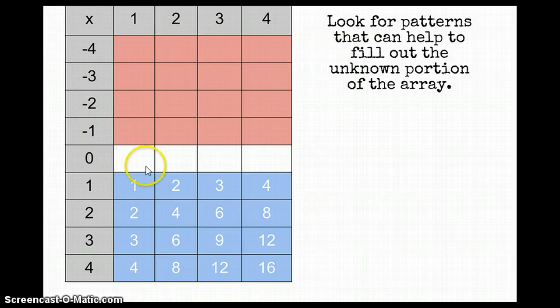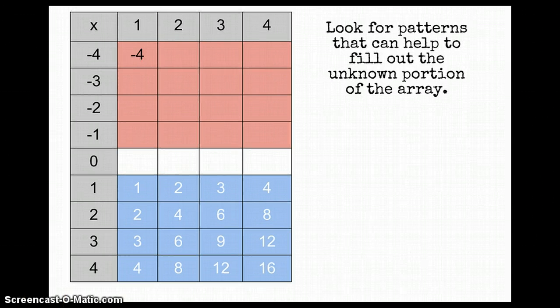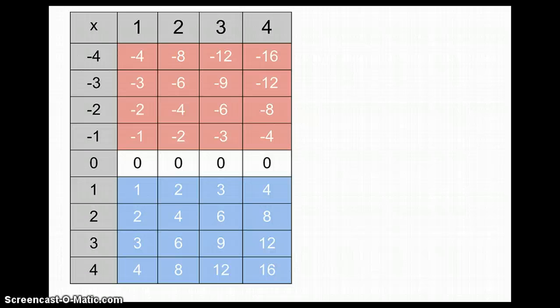What you need to do now is fill out the answers to the array in the space above. For example, if we take -4 times 1, we will get the answer -4, and your array will look like this. Pause the video and take a few minutes to fill in the rest of the array. This is what your completed array should look like.